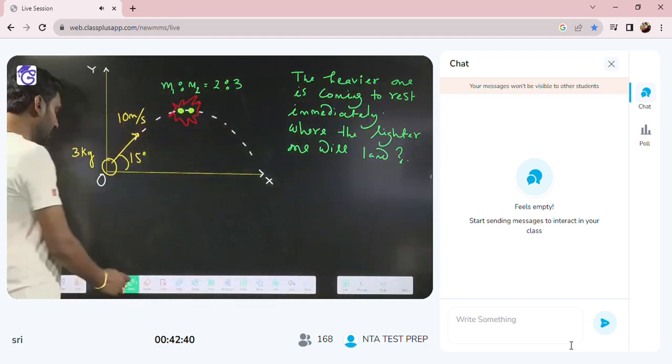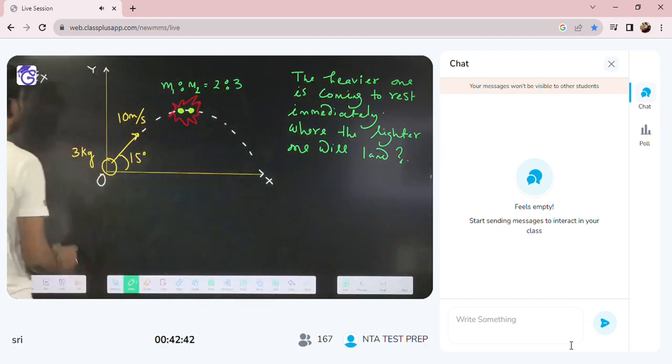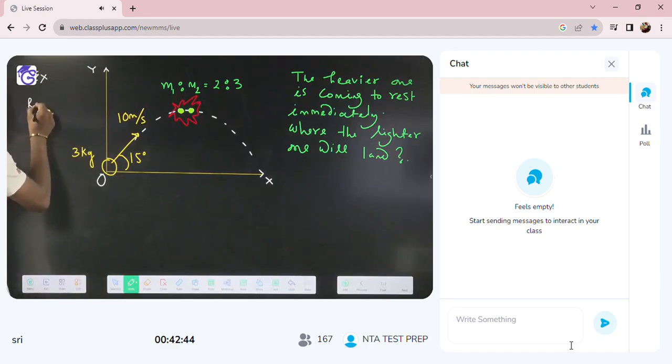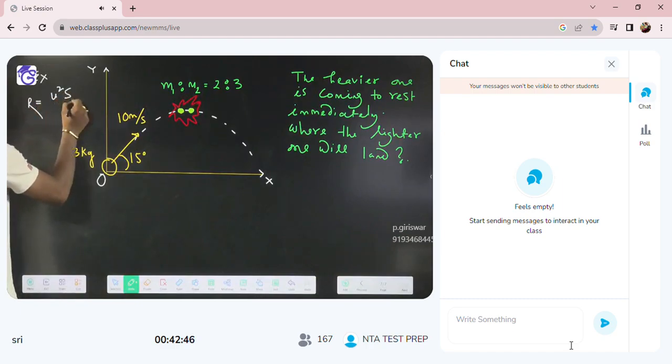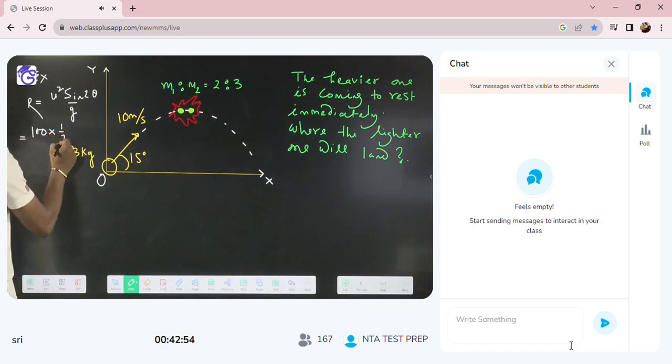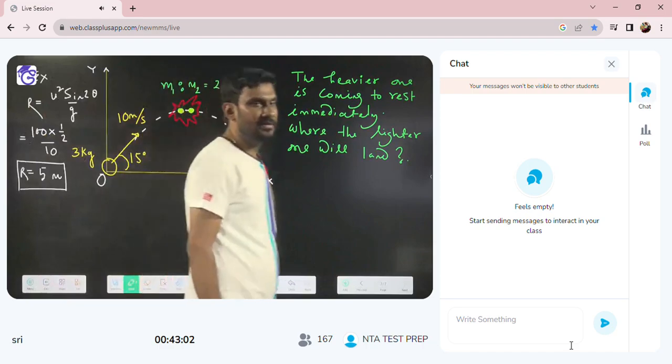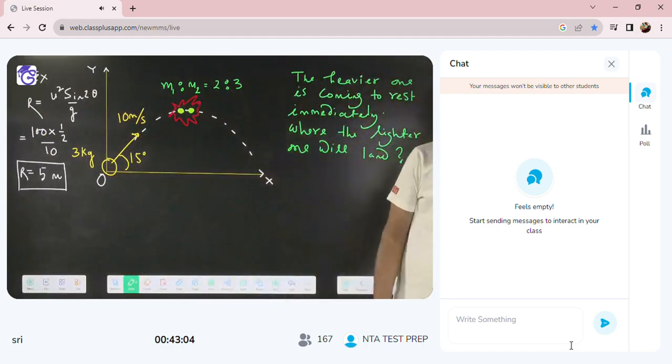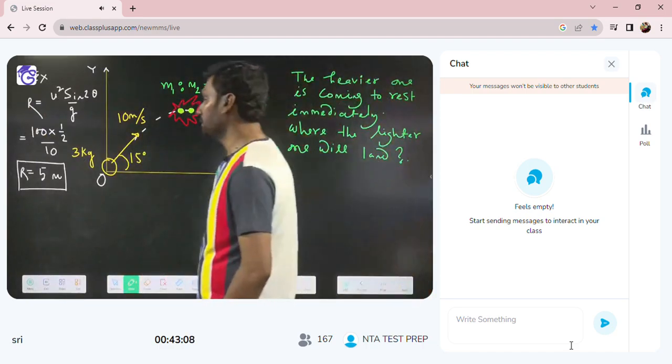So first we will calculate the range. Check whether you agree with me or not. R is equal to u square sine 2 theta by g. So u square is 100. Sine 2 theta means sine 30 degrees, that is half, divided by g. So range is equal to 5 meter. I hope all of you agree with me. Raymond is saying 5.7. We will check. But did you get the range equal to 5 meter?